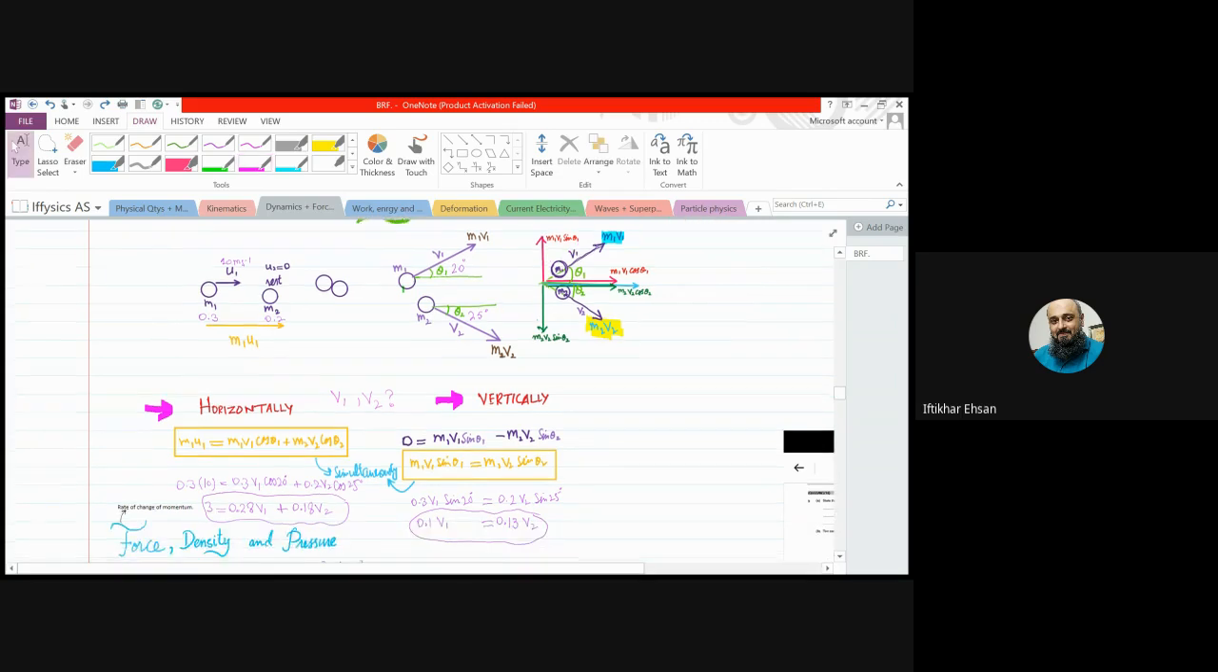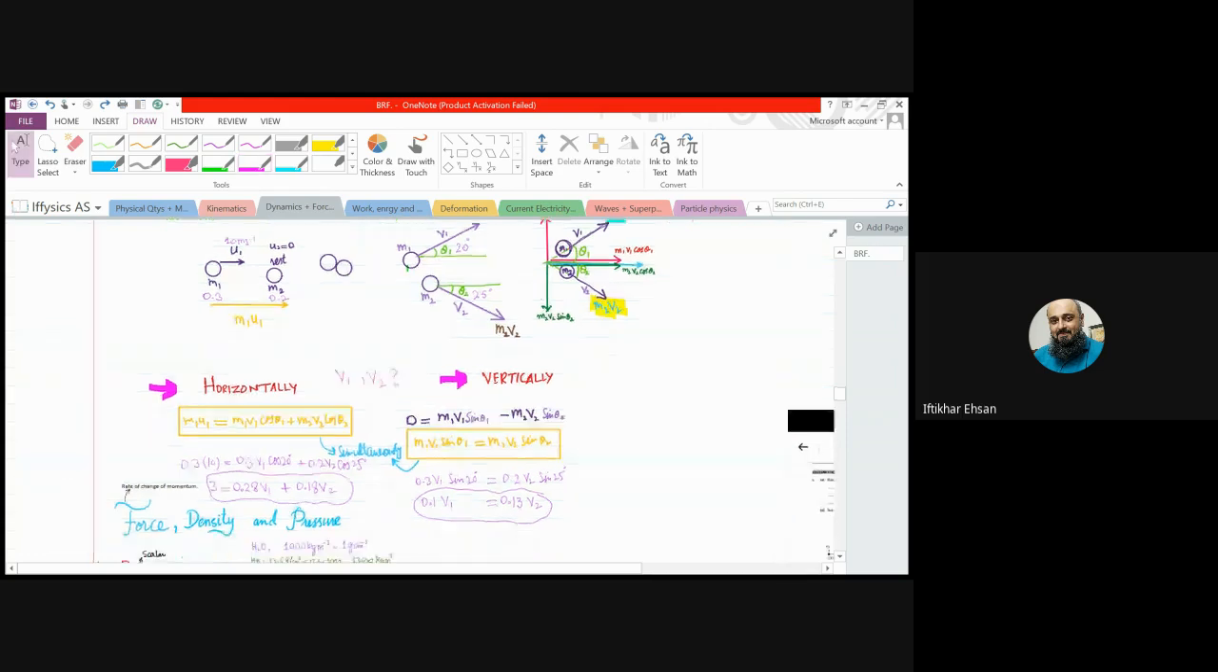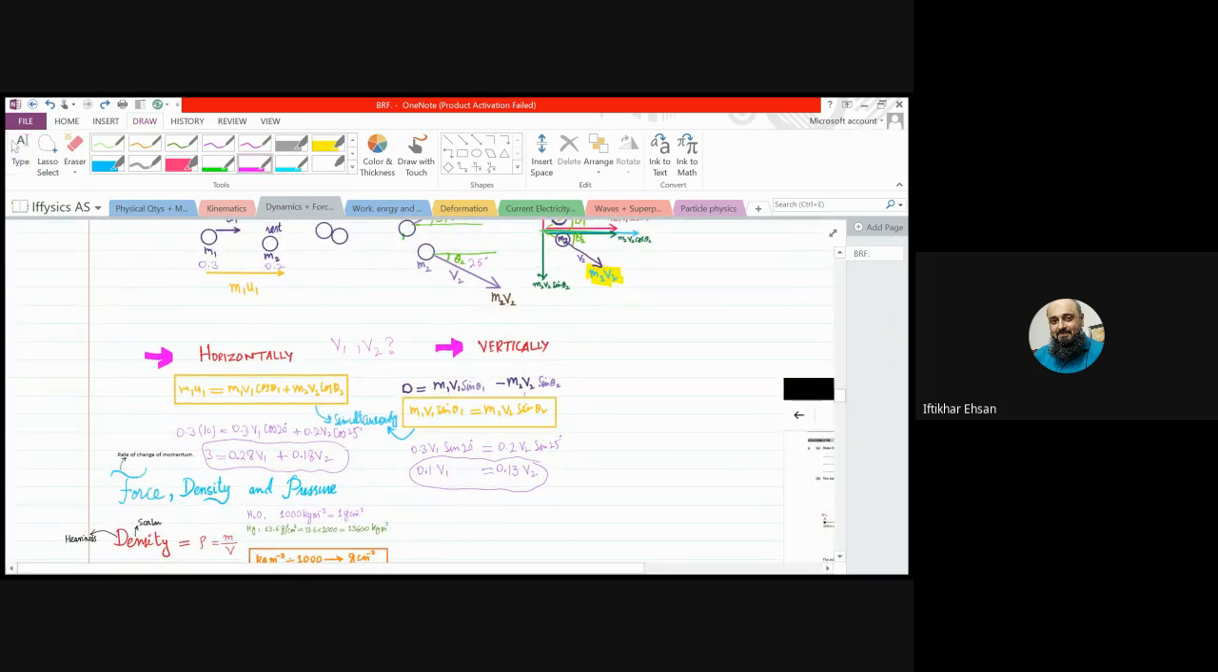Directions are represented by signs. For vertical momentum, we write this as positive, no sign means positive, and this downward one as negative. So beta, these are the conservation of momentum equations in horizontal and vertical. We can rearrange it: this minus m2 v2 sine theta 2 can be positive on the other side. Beta, this is the derivation, and that is all I wanted to do today.